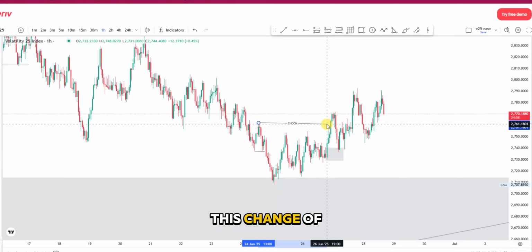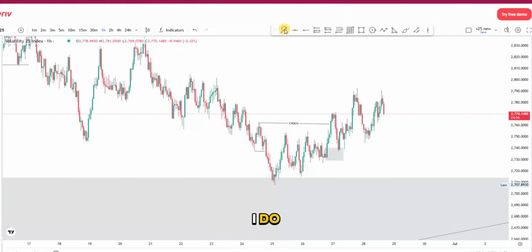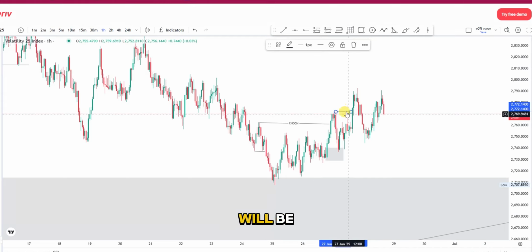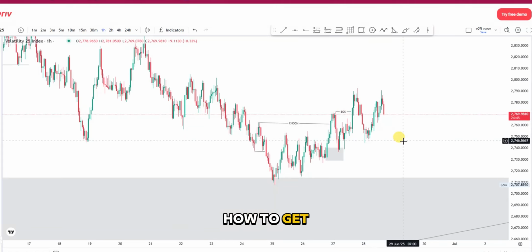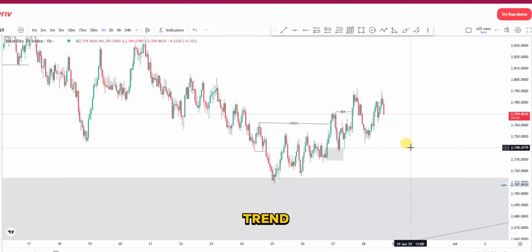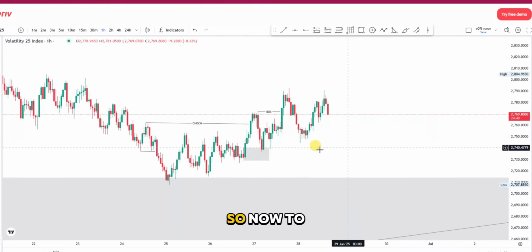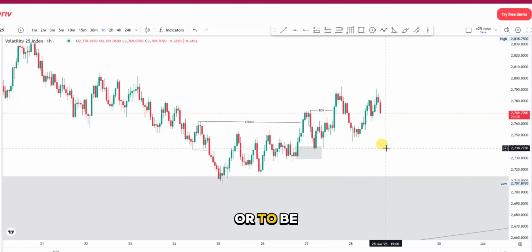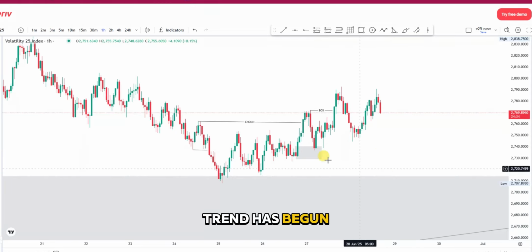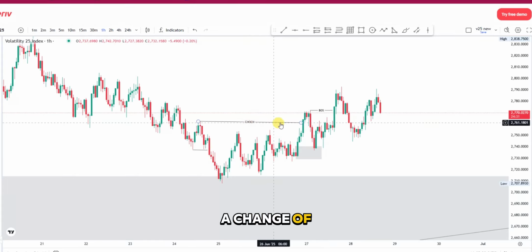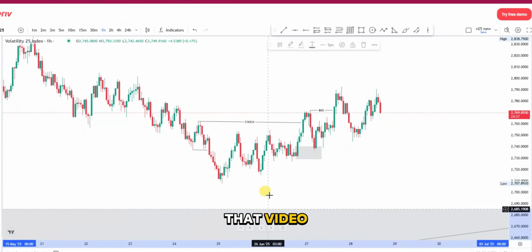So after seeing this change of character, what did I do? I also saw this break of structure. So when you go to the video that I will be putting in the card or in the description below, you will understand how to get the beginning of a trend using the market structure. So to get the beginning of a trend, or to be convinced that a new trend has begun, you should get a change of character, or first you should get a liquidity sweep. When you watch that video, you understand.